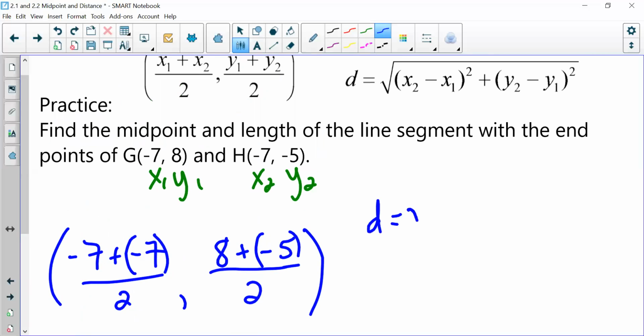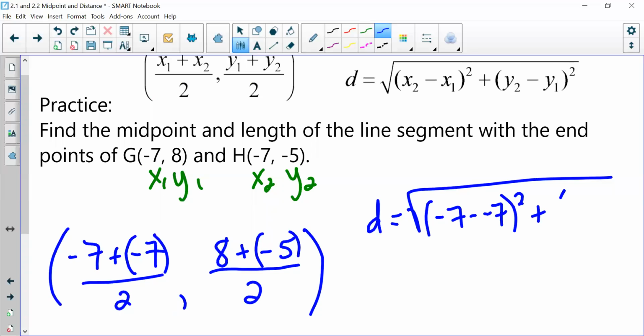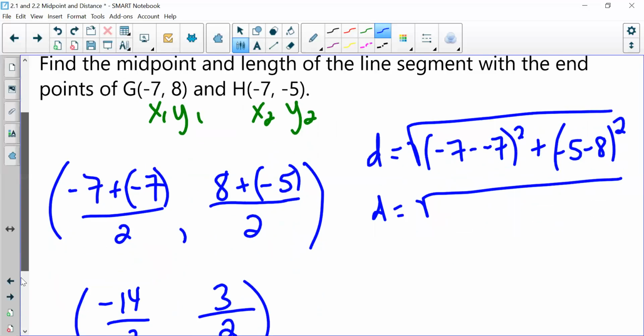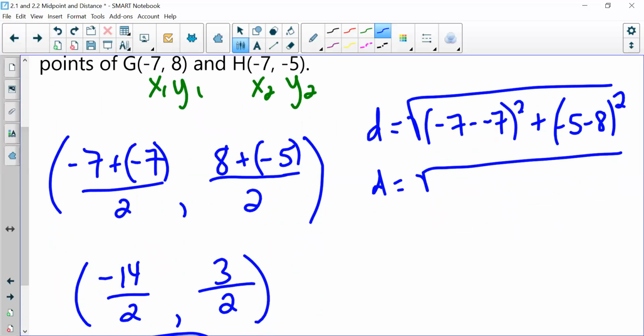Distance. Now, x2 minus x1 is -7 minus -7, and y2 minus y1 is -5 minus 8. -7 minus -7, same thing as -7 plus 7, becomes 0. And then -5 minus 8 is -13.